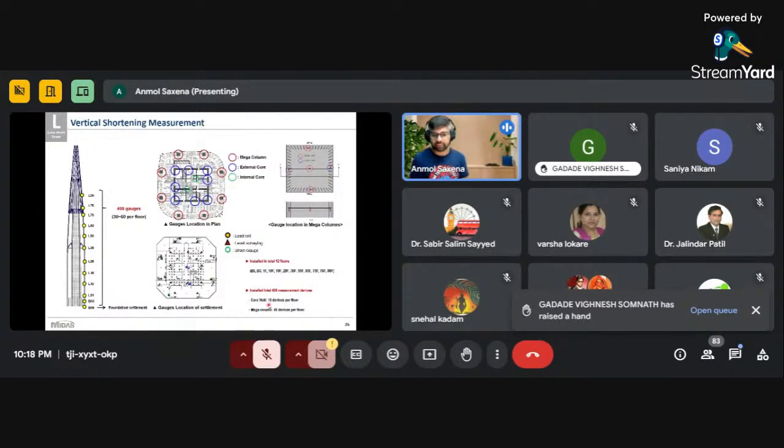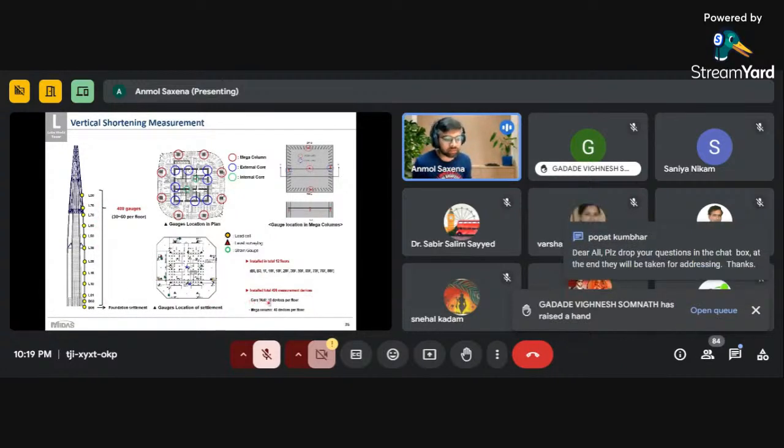Now, how we are measuring this actually, whatever the shortening which we got. So we installed various load cells, level surveying, and strain gauges in the buildings. These are the locations of these strain gauges which we installed at the intermediate levels. So basically, we installed them in total on 12 floors. Okay, these strain gauges.